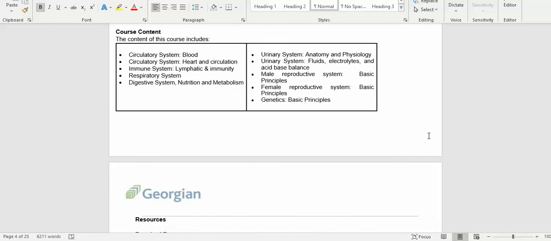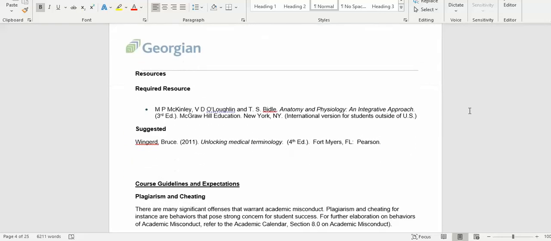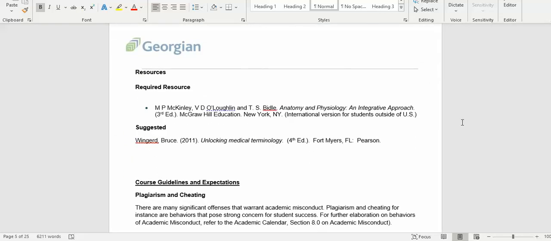I've already gone through all of the topics. Your book is McKinley, a McGraw-Hill book. It's the same book as you used in AMP1. This suggested book, a medical terminology, that's up to you. It's so that we use the correct terminology. I mean, Google will probably be as good a resource.